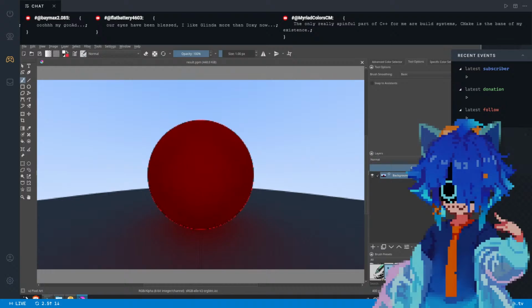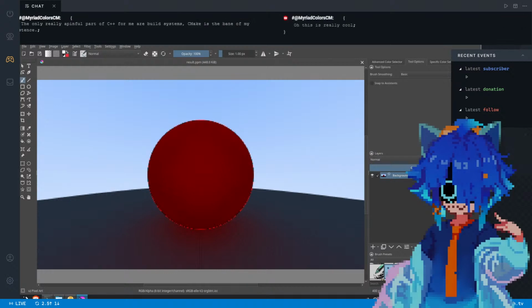The only really painful part of C++ for me are build systems. CMake is the bane of my existence. You're self-taught in Rust and currently in your first semester at university. Nice.